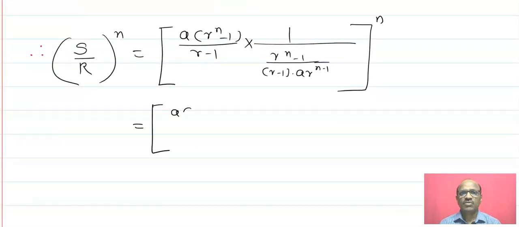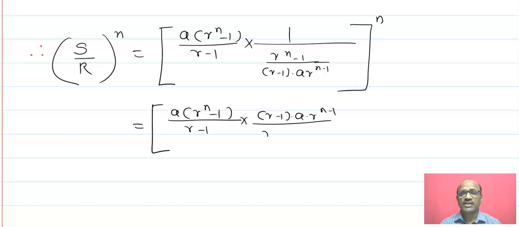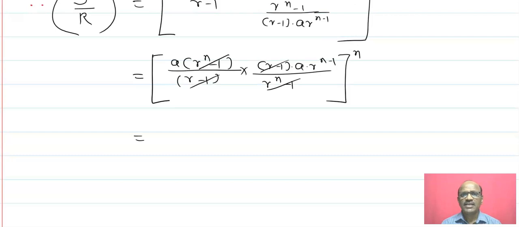And therefore, whole bracket raised to n. A r raised to n minus 1 upon r minus 1 into r minus 1 into a r raised to n minus 1, that becomes multiplied and reciprocal whole divided by r raised to n minus 1 and bracket raised to n. Therefore, r minus 1 gets cancelled, and r raised to n minus 1 in the numerator and denominator also gets cancelled. A into a becomes a square into r raised to n minus 1 and whole bracket raised to n.